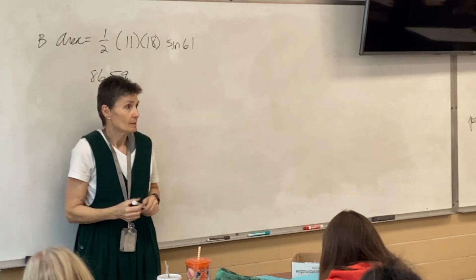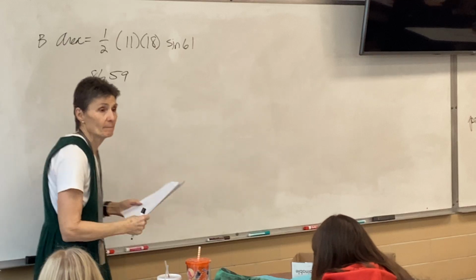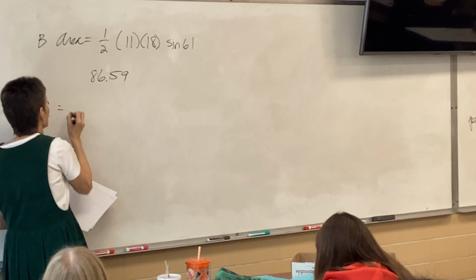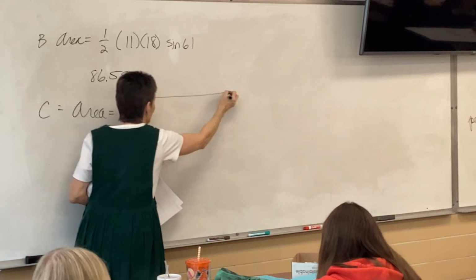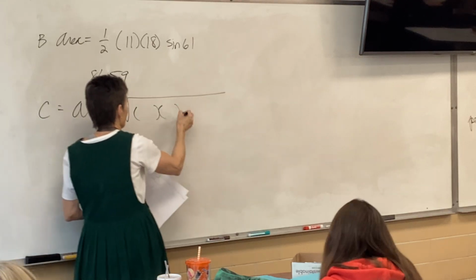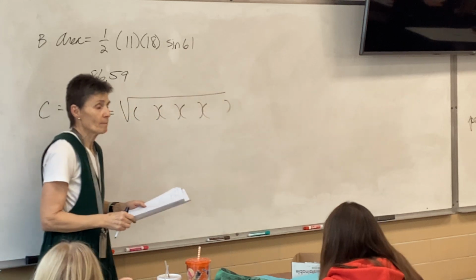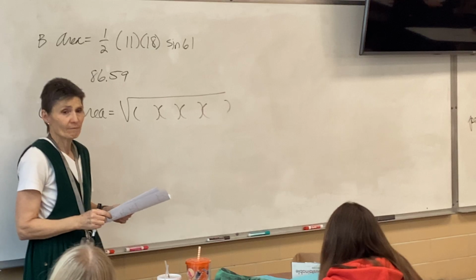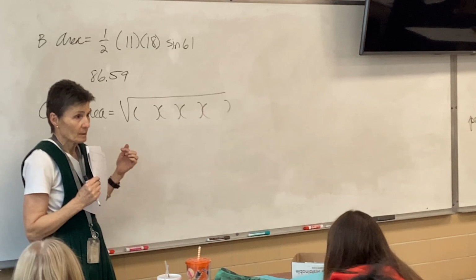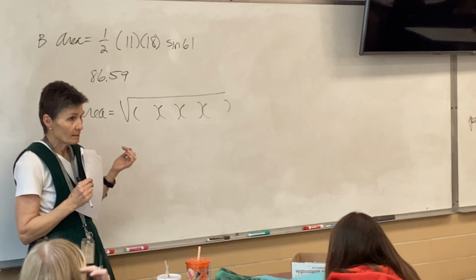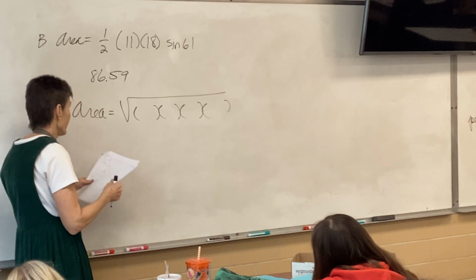Actually, C. Because what can I use to find the area of problem C? I can use Heron. Heron's formula is the one with the big radical and 4 numbers underneath it. And when do I use Heron's formula? When I have all of the sides. Look at problem C. We have all of the sides. So what do we do first? Add up all the sides.